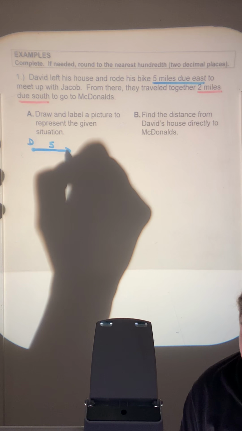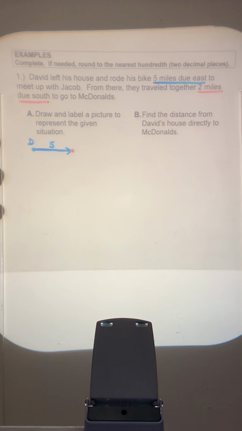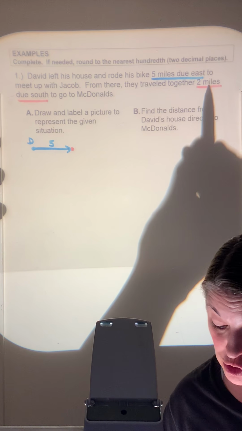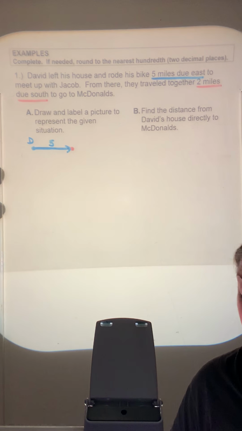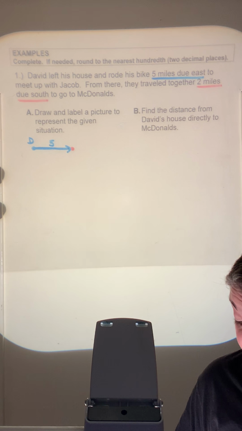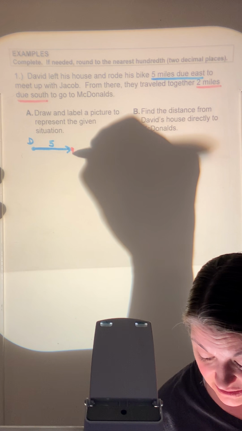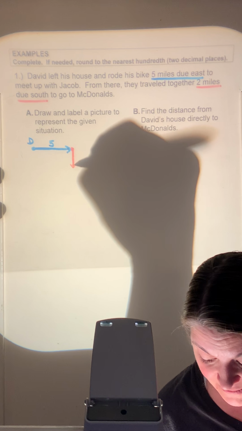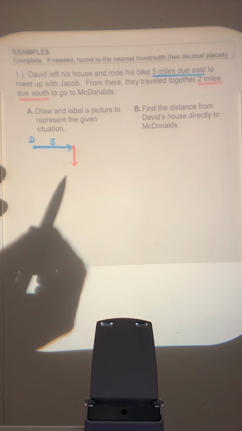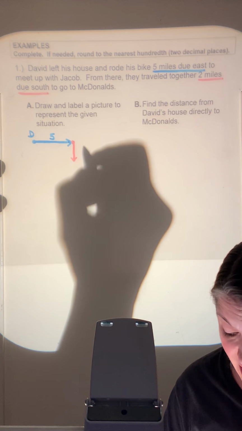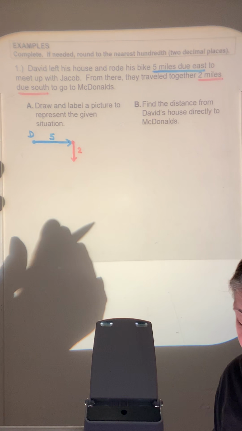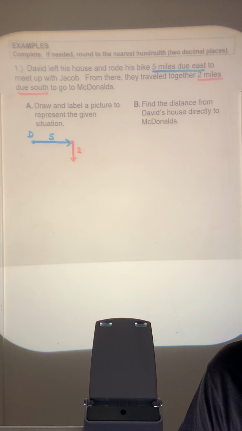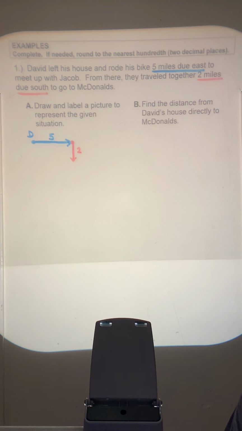Now from this point where he ended, he now went 2 miles due south with Jacob so they could go to McDonald's. So due south means straight down. Now it doesn't really make a difference how big I make this vector, but I know that 2 is smaller than 5, so I just made it shorter. But in all honesty, guys, it really doesn't make a difference.